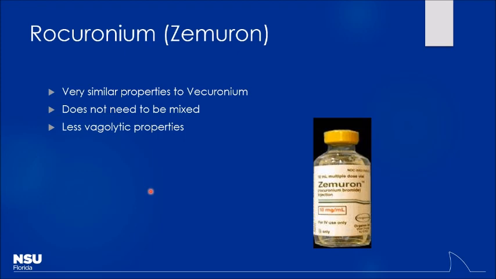Again, very similar properties to vecuronium. This one's nice because it doesn't need to be mixed beforehand, so that's probably another good reason why it helps with the rapidity of getting it ready to administer. Also, there are fewer vagolytic properties than what you'll see with some of the other paralytics, so it doesn't necessarily cause tachycardia, hypotension, or anything like that. So again, good from a cardiovascular standpoint.